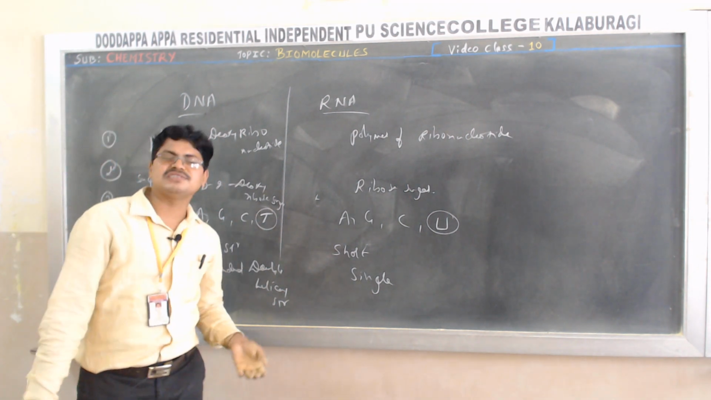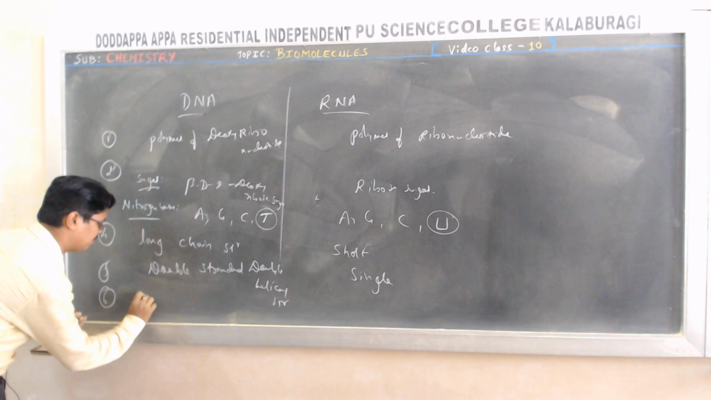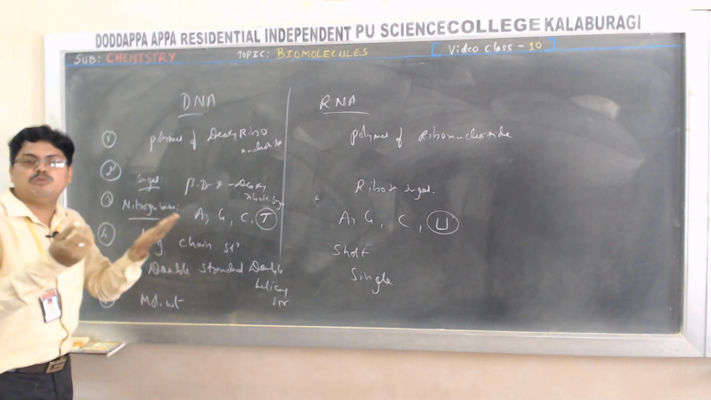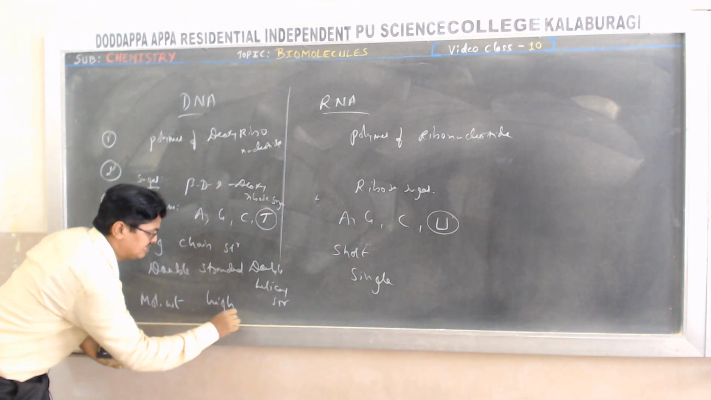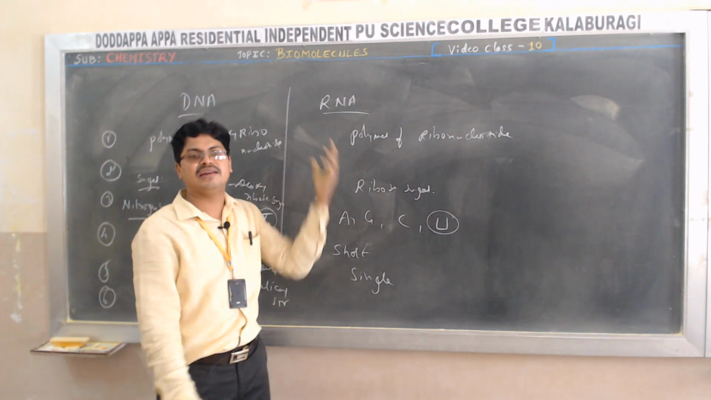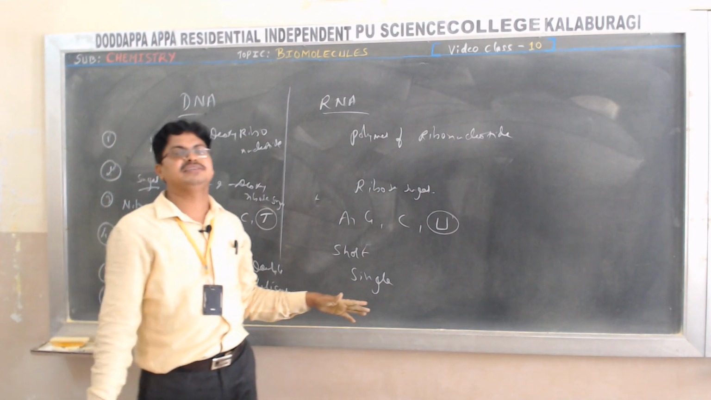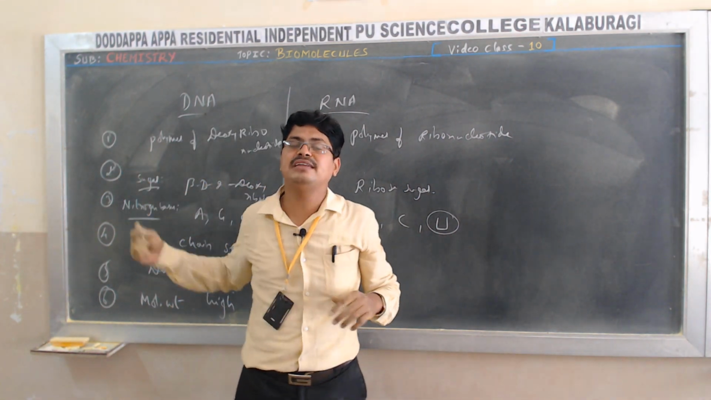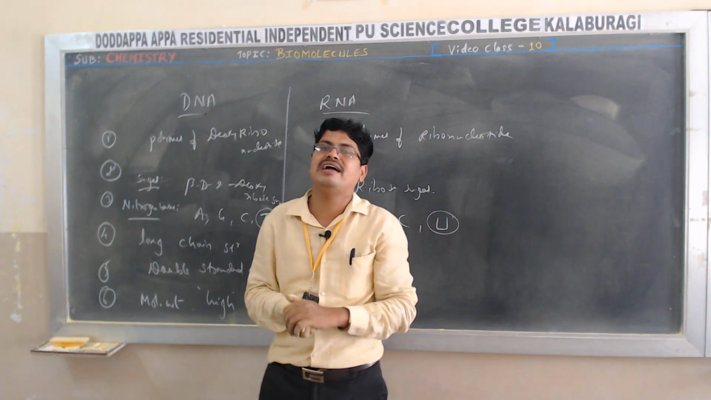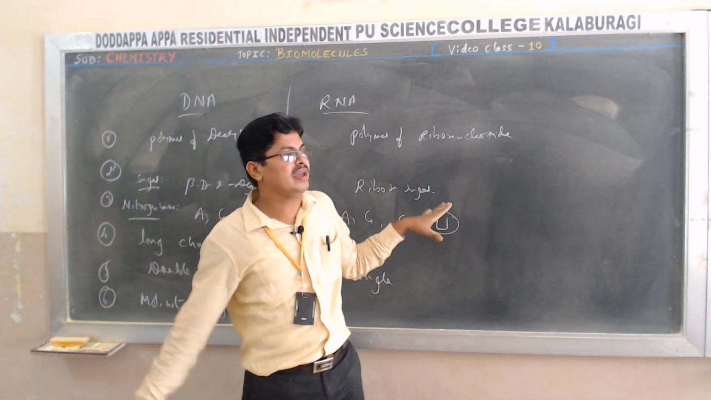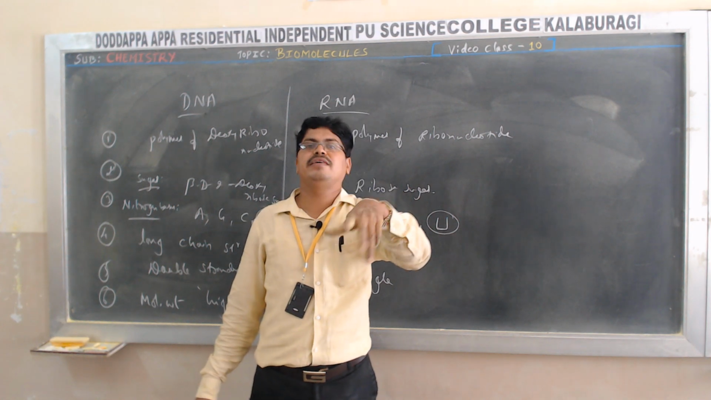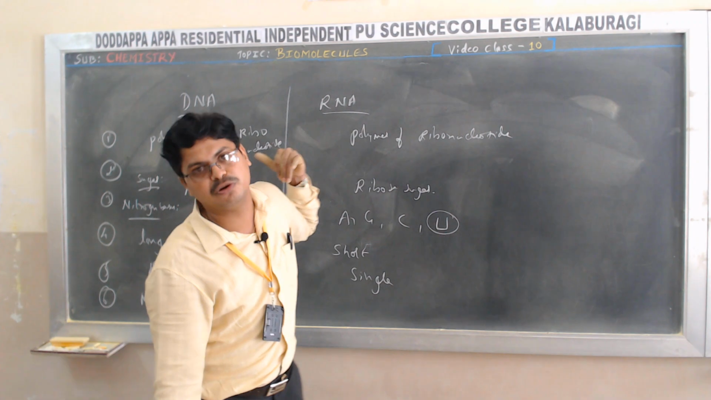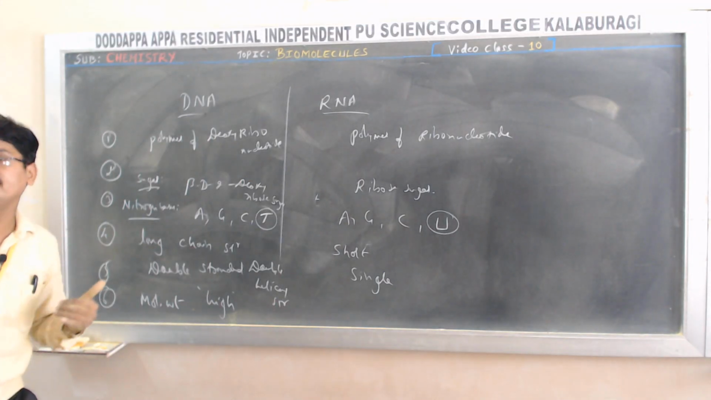Anyhow, sixth point, focus on molecular mass or molecular weight. DNA is having high molecular weight, whereas RNA is having low molecular weight. And what about DNA? DNA is only one type. It helps to control the hereditary character. What about RNA? RNA are of three types. They help in protein synthesis. Okay, dear students, this is the difference between DNA and RNA.